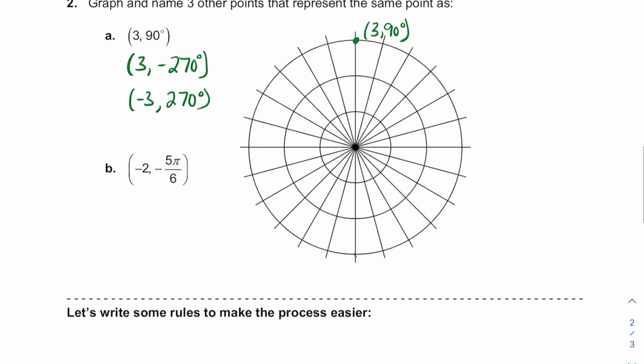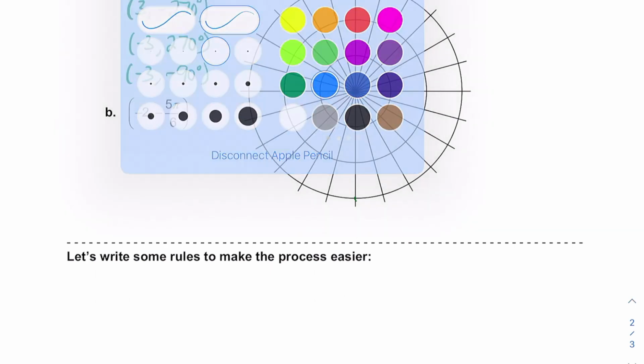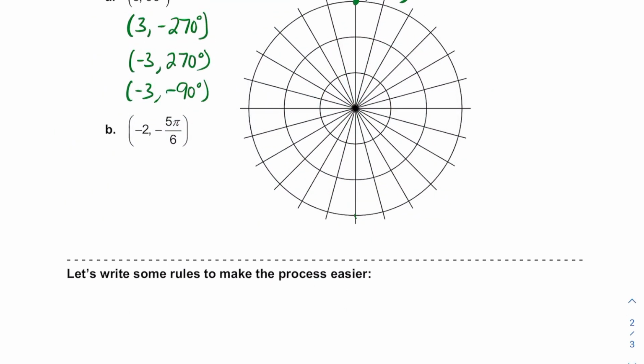Let's use one more: a negative radius and a negative angle. We're going to figure out one more spot. The same thing at (-3, 270), but that angle is also the same as negative 90. So this is also (-3, -90 degrees). Now let's look at a radian measure and then a negative angle.